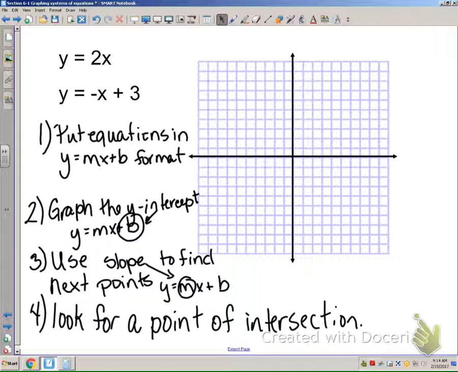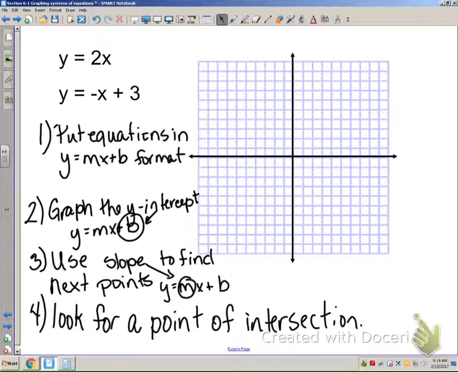Okay, so first, I've kind of got an overview here. I hope you can read my chicken scratch. What I always tell my students to do is first put the equation in slope-intercept format. y equals mx plus b. That way it's easier to graph. And of course we know from there to always graph the y-intercept. Then we use the slope, that's the m, the change in y over change in x, to find our next points. And we do that for both equations, and then we look for the point of intersection.